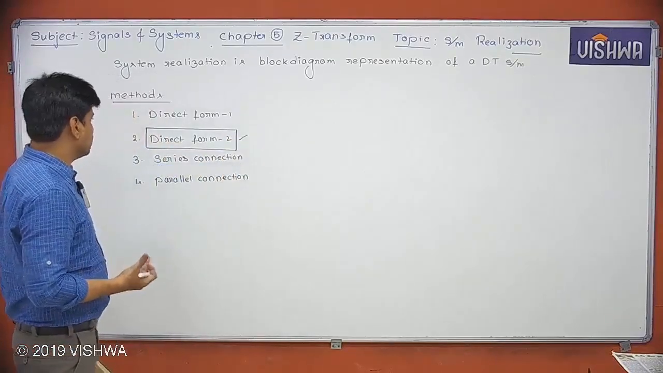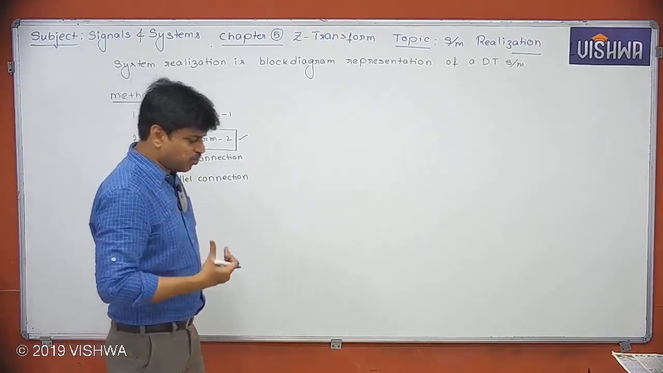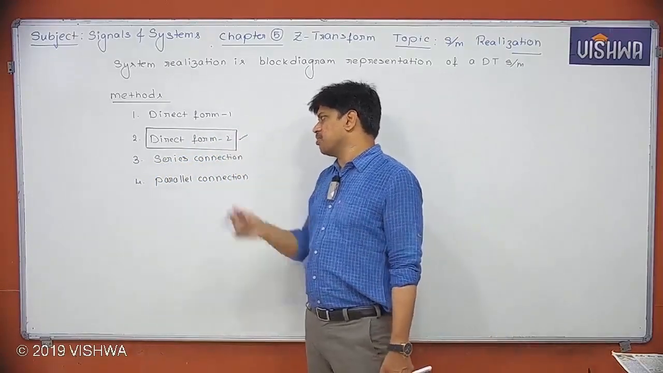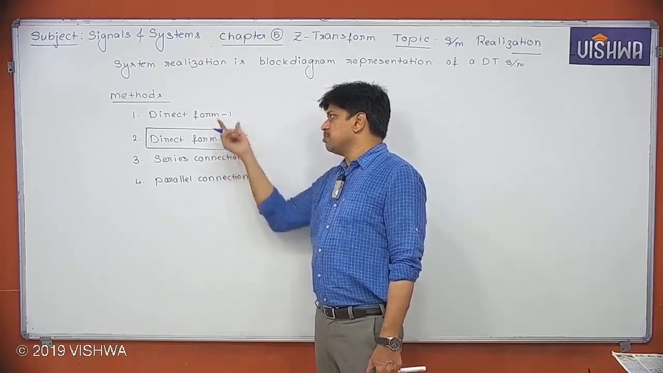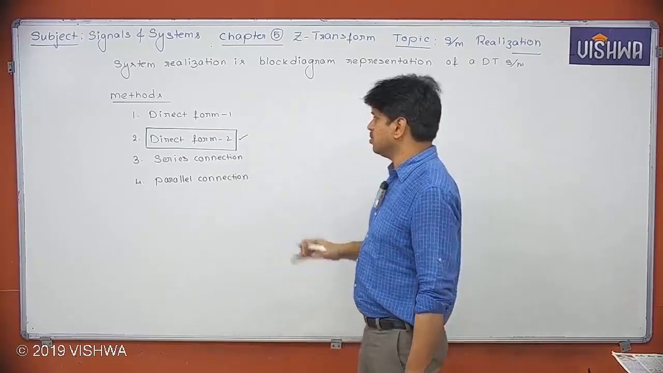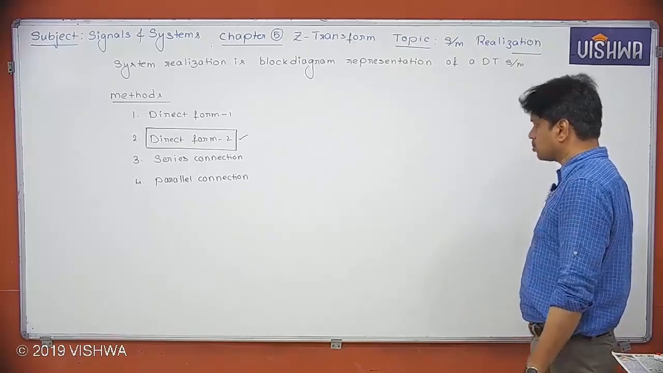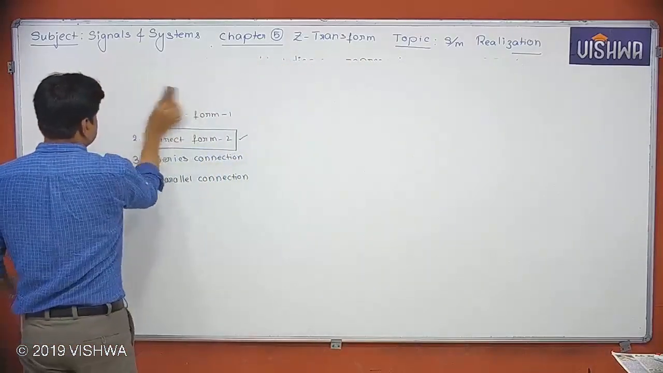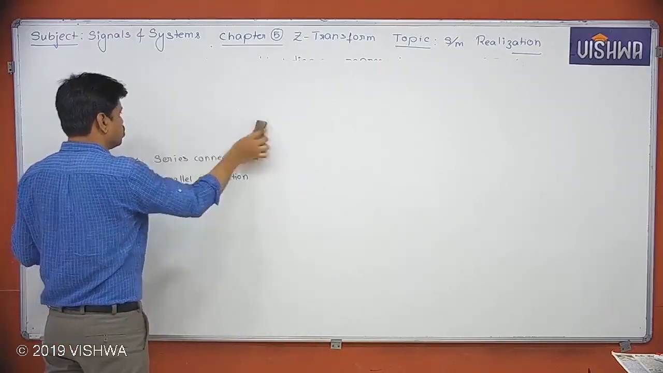Direct form 2 is also called the canonical form of representation. It is very prominent because the construction requires fewer elements. That's why it is more prominent than the other methods to realize a discrete time system. I hope you understood. First take down this, then we can see. Now let's look at direct form 1 and direct form 2, so you can understand the advantage of direct form 2.